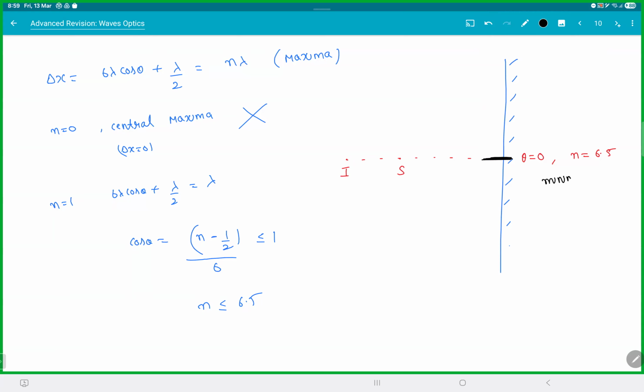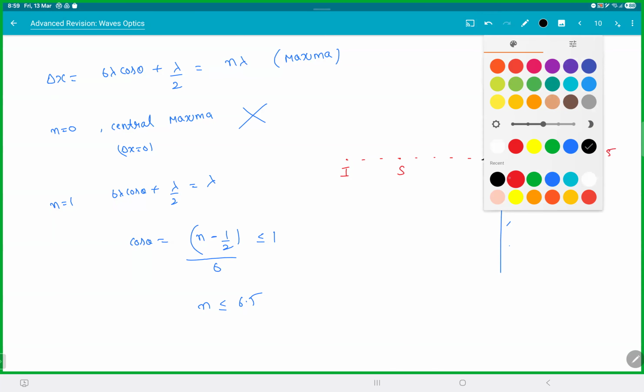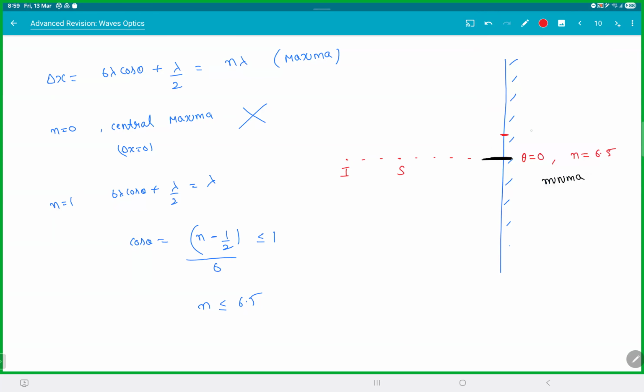This is not a maxima. If n is an integer, it is a maxima. If n is 6.5, 7.5, it is a minima. Right? And then that means somewhere here you'll get n is equal to 6.